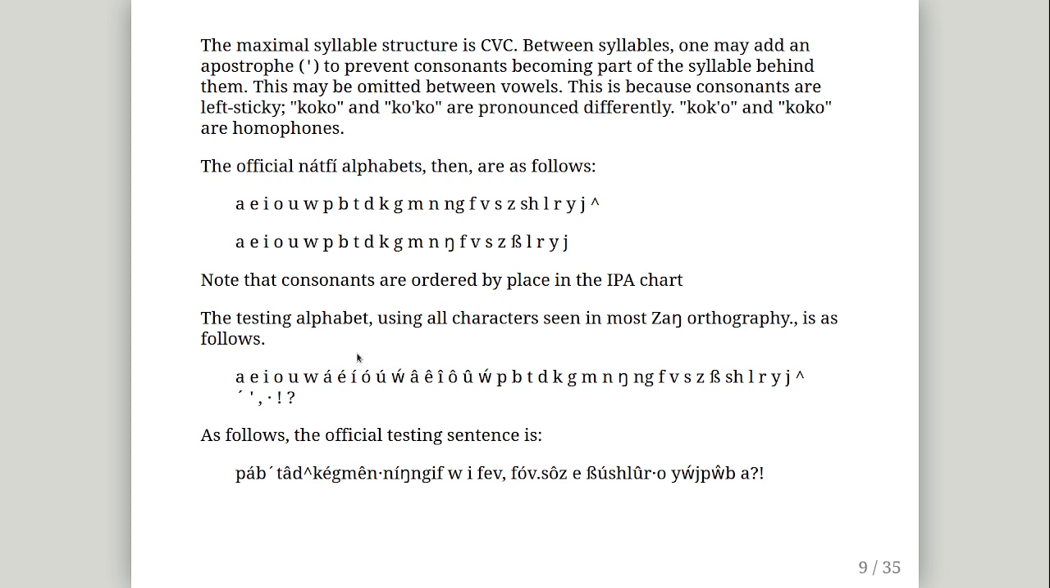So here are the official alphabetical orders. What you'll notice is that they're based very heavily off the IPA. So you've got p, b, t, d, k, g. And if you look on the IPA chart, which I'm too lazy to pull up, p, b, t, d, k, they're all on the same line at the top, and they read from left to right.